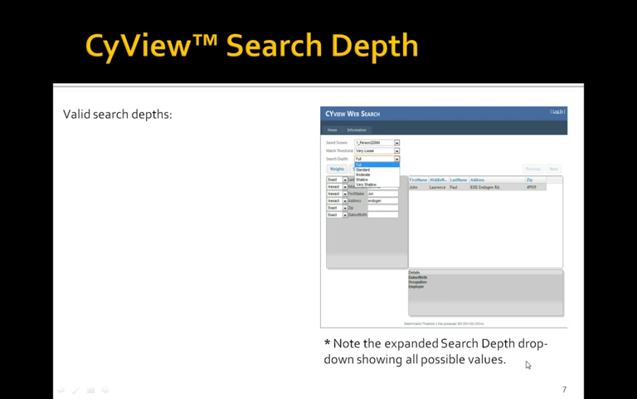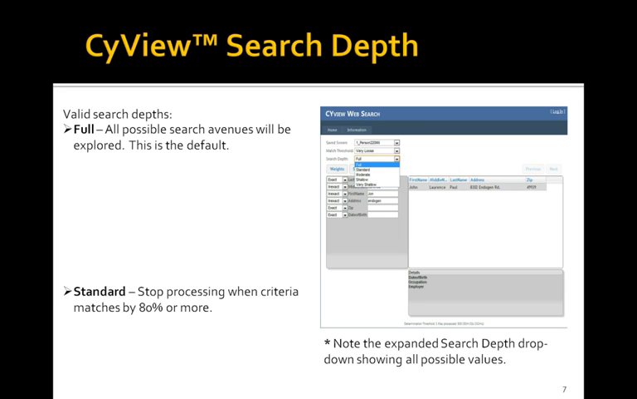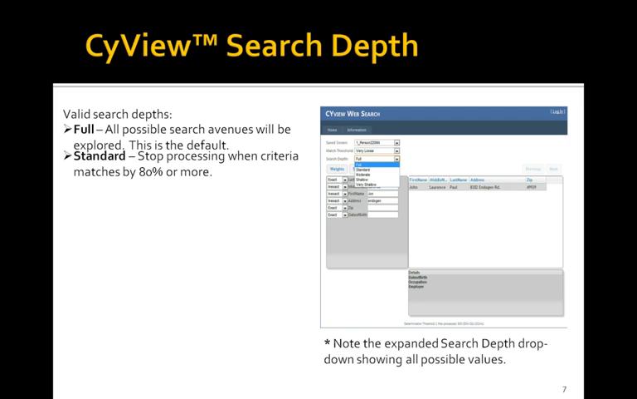CyView comes with the ability to configure the search processing by setting the search depth. There are 5 valid search depths that can be set. Full, all possible search avenues will be explored, and this is the default. Standard, processing will be stopped when criteria matches by 80% or more.